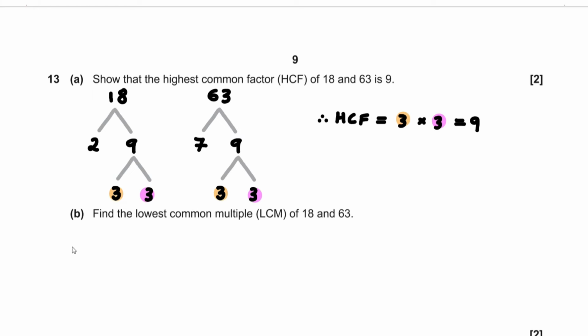We now have to find the lowest common multiple. For the lowest common multiple, we've got the 3 times the 3, and then we multiply by what's left over, so we multiply by the 2, we multiply by the 7, and if we work this out, 9 times 14 is 126.